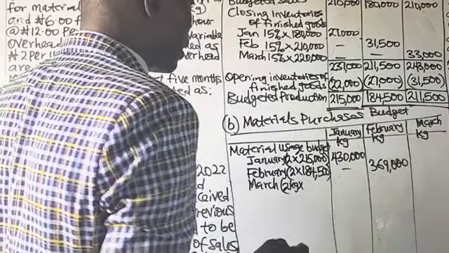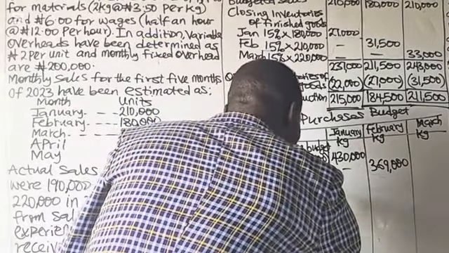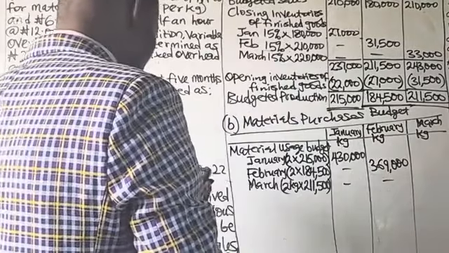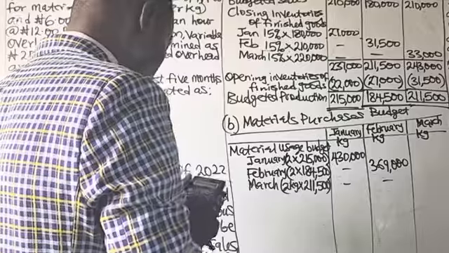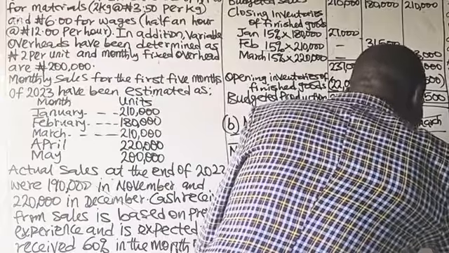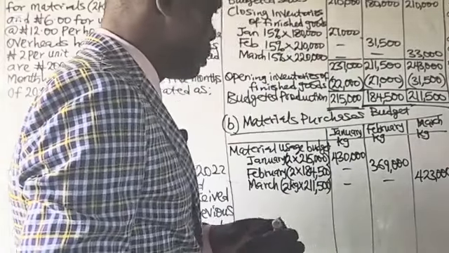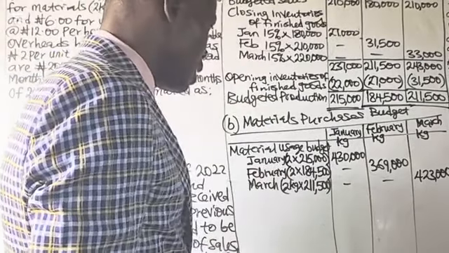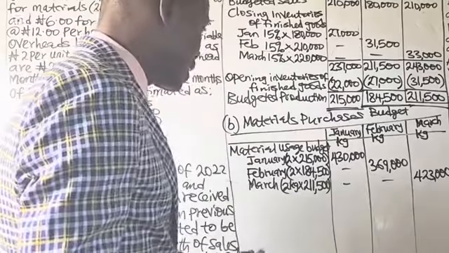For the month of March, remember the material usage still remains 2 kg, times, what is the production budget in the month of March? We have 211,500 units. 211,500 times 2 gives us 423,000 kg. That is the material usage budget. But you want to calculate the material purchase budget, so I will advise you go over my earlier video on functional budget for better understanding.